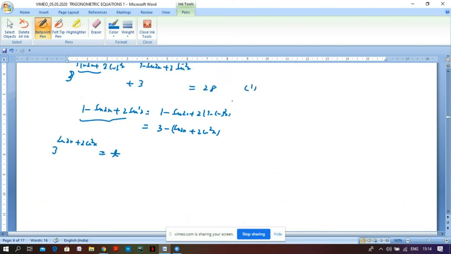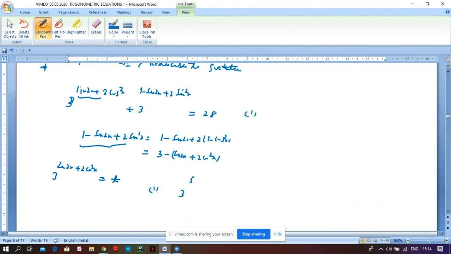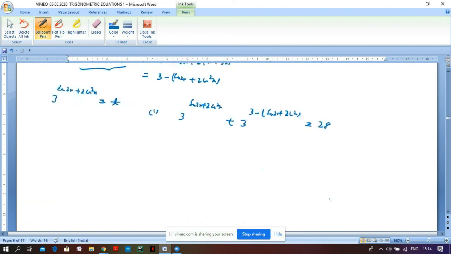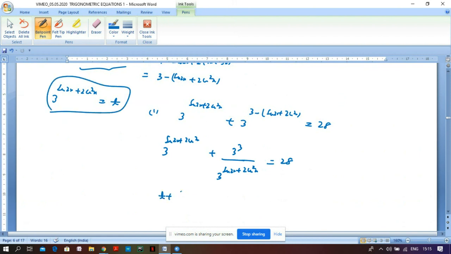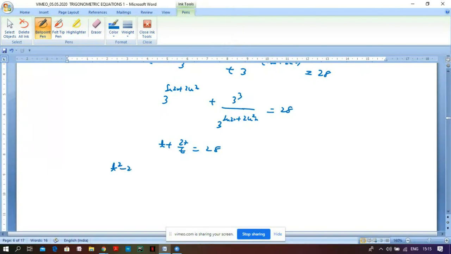my expression 1 implies 3 to the power sine 2x plus 2 cos square x plus 3 to the power 3 minus sine 2x plus 2 cos square x equal to 28. That is 3 to the power sine 2x plus 2 cos square x plus 3 cube upon 3 to the power sine 2x plus 2 cos square x equal to 28. If I take this as t, I'll get t plus 27 over t equal to 28. So it is ultimately a quadratic. So I'm getting t square minus 28t plus 27 is 0. So (t minus 1)(t minus 27) equals 0. I get t is 1 or t is 27.